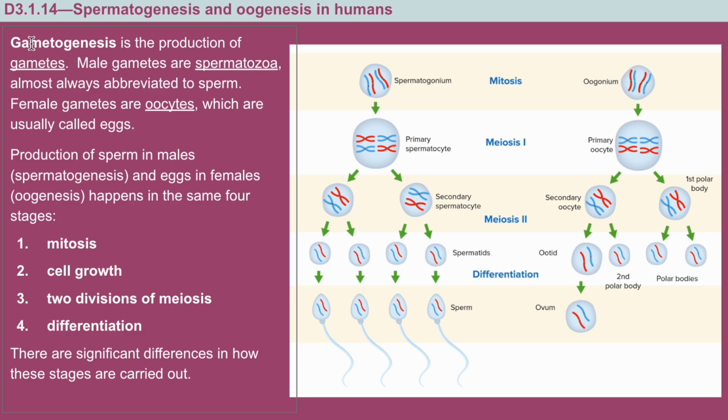Now let's talk about gametogenesis, the generation of gametes, sperms and eggs, known as spermatogenesis and oogenesis. Male gametes are called spermatozoa, usually abbreviated to just sperm. Female gametes are oocytes, which are usually called eggs. Now in both spermatogenesis and oogenesis, we're going to have the same 4 stages: mitosis, cell growth, 2 divisions of meiosis, and then differentiation. However, there are significant differences in how these stages are carried out.